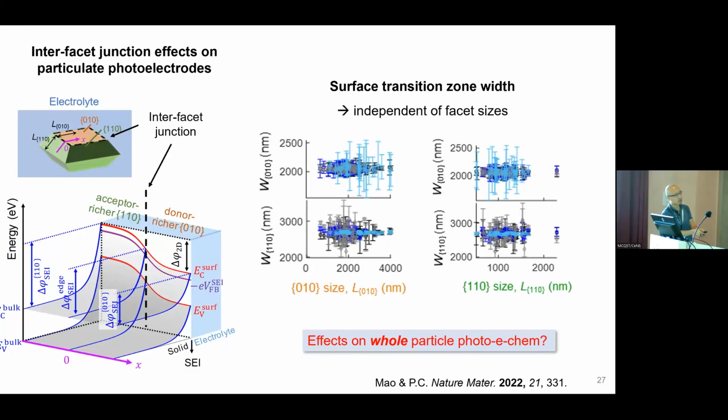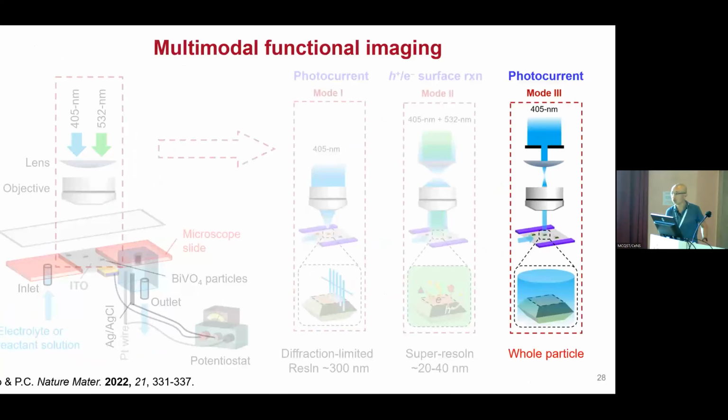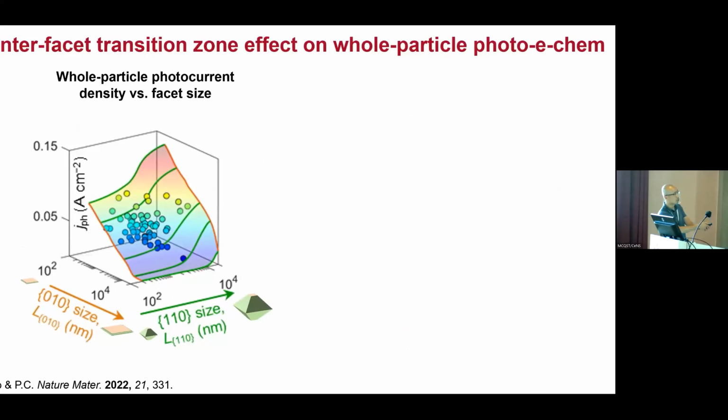So now, can we look at the effect on the whole particle? Shen implemented a third strategy: you shine a laser on it, but rather than focused, you defocus a little bit so that the laser spot covers the entire particle, and measure single-particle properties. He measured the photocurrent density as a function of particle surface facet size on this particular facet or the other. The dots are the individual particles he measured, and the surfaces are the general trends.